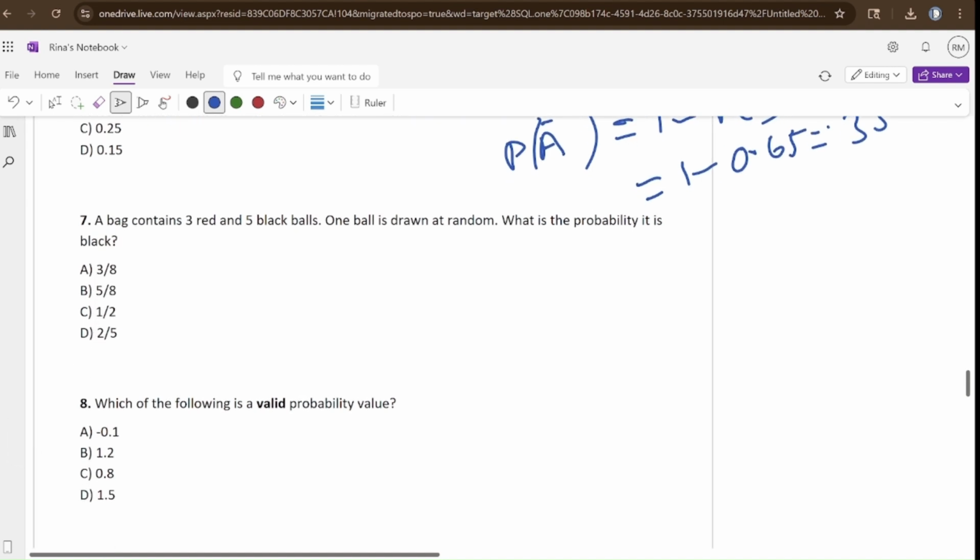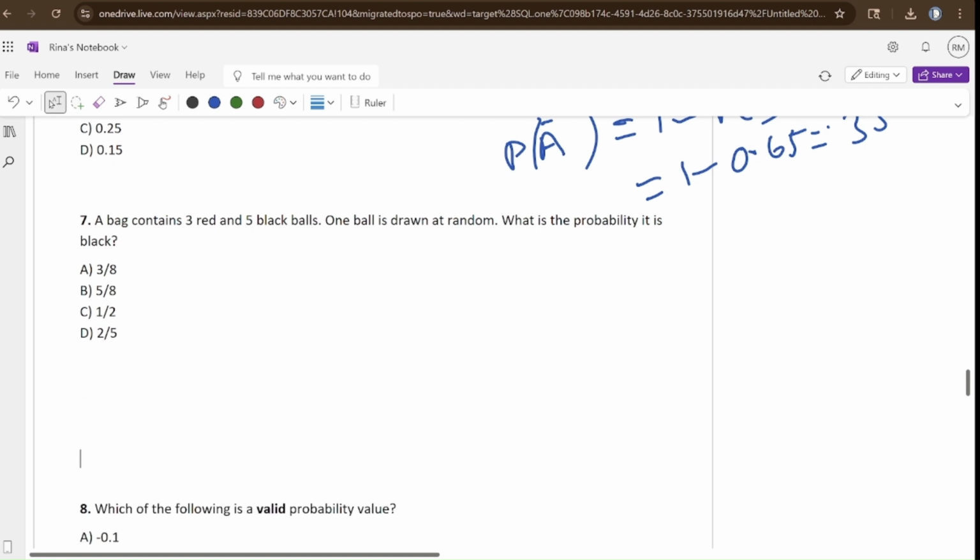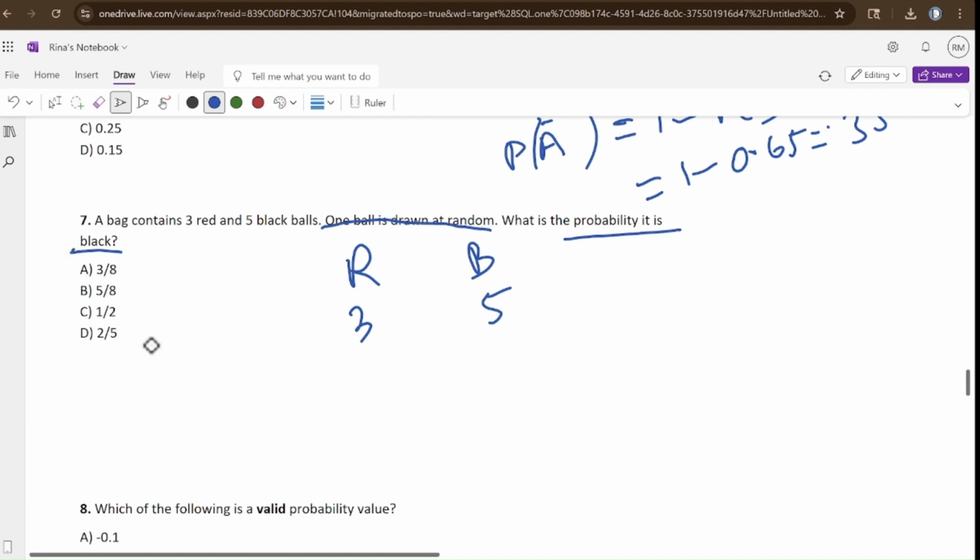Now next question. A bag contains 3 red, 5 black. See, 3 red balls, 5 black balls, and 1 ball is drawn at random. What is the probability it is black? See, what is the total outcome? 8, because 3 red balls, 5 black balls, so total outcome is 8. What is your favorable outcome? That is black. So any one from here. So total 5 blacks are there. So it will be 5 by 8.